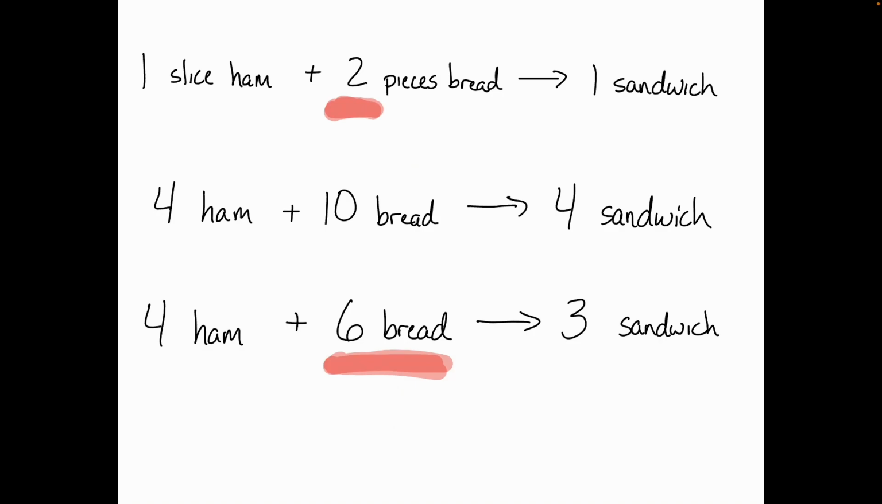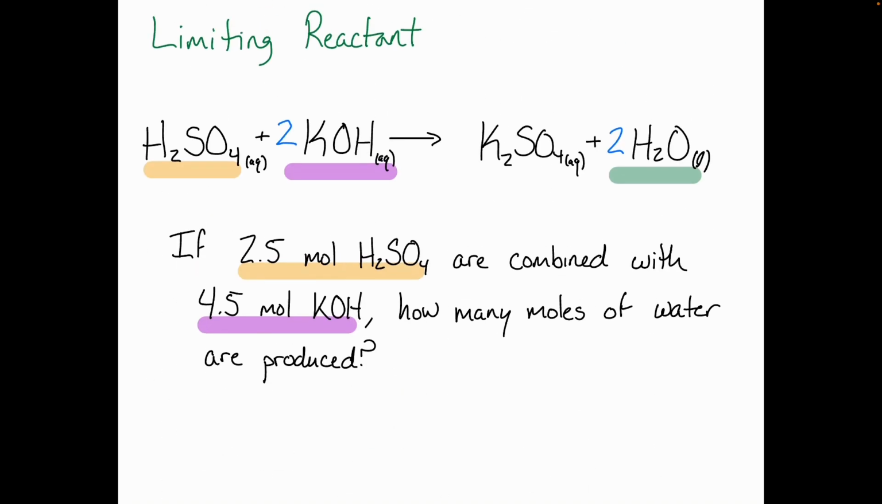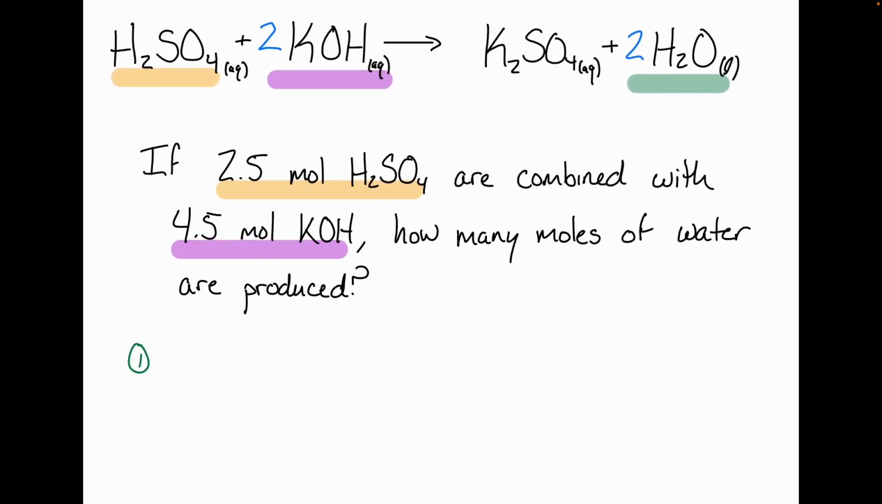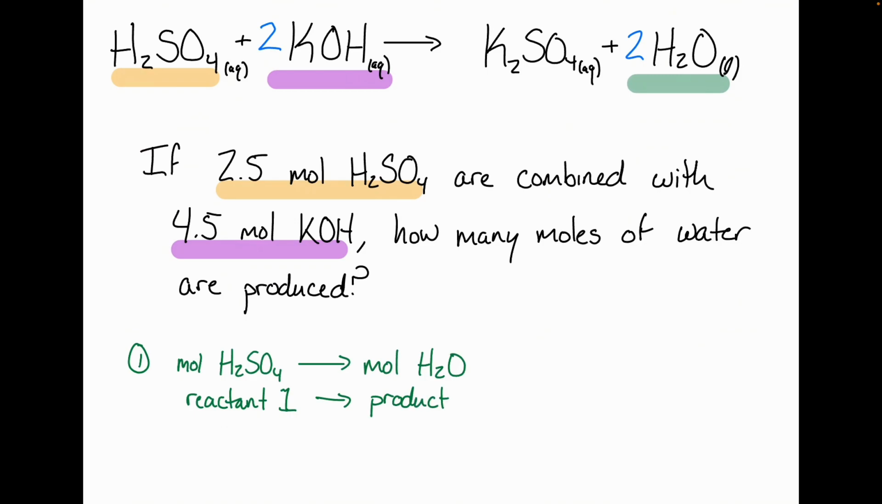All right, so going back to our chemistry problem. Again, we have our 2 reactants, so we're going to have to do a limiting reactant problem here. Step 1, we're going to go from moles of H2SO4 into moles of our product, H2O. So we're going to go from reactant 1 to product. That's the first calculation we're going to do here.